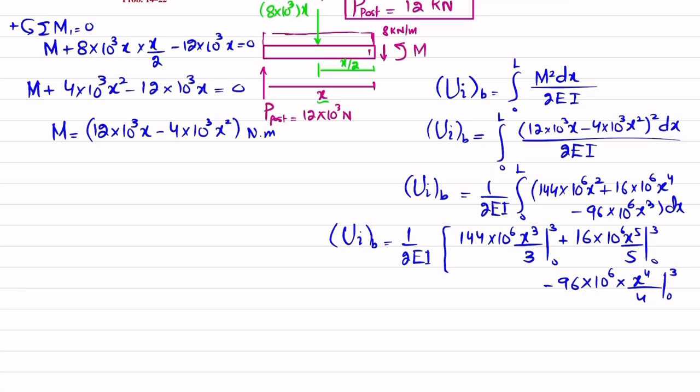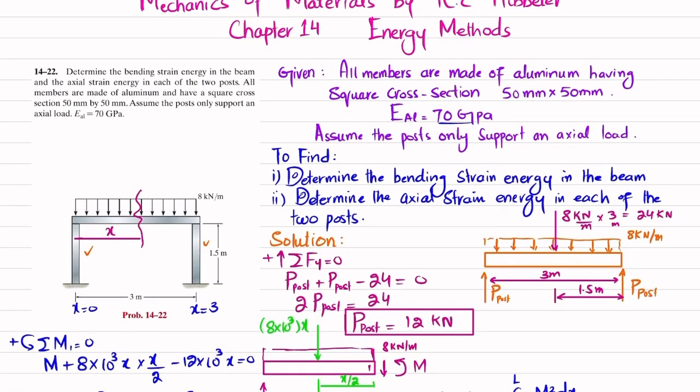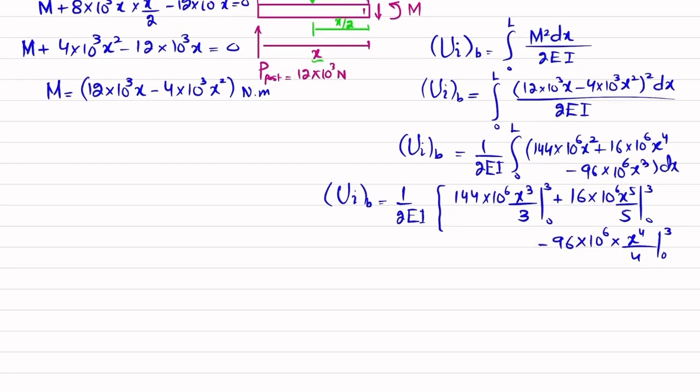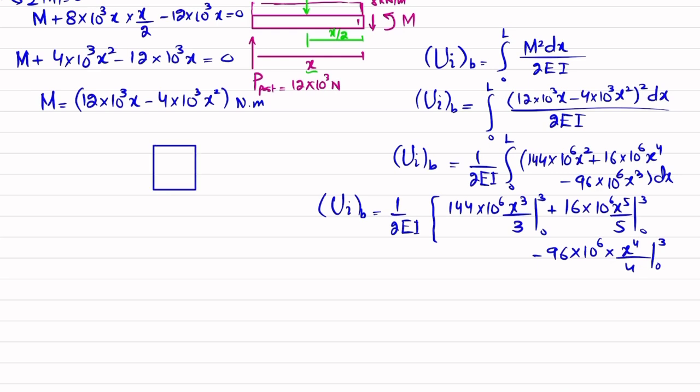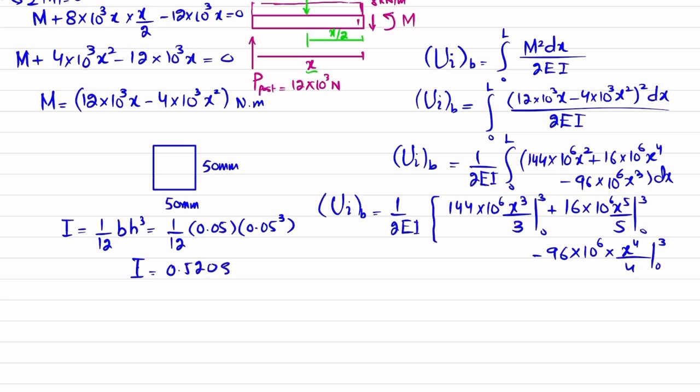Okay, now we will find E. E of steel is given as 70 gigapascal, and it is given that this is a square cross section 50 by 50. So the square cross section is this one. This is 50 millimeter, and the height is also 50 millimeter. Clear? So moment of inertia is equal to 1 over 12 BH cube. So 1 over 12, that is 50 millimeter, in meter it is 0.05, and height is also 50, which is 0.05 meter, whole cube. So when you calculate it, you will get 0.52083 into 10 to the power minus 6 meter power 4.